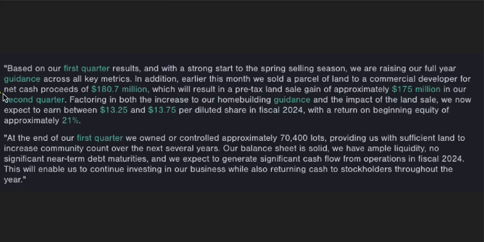Commercial developer for net cash proceeds of $180 million, which will result in a pre-tax land sale gain of approximately $175 million. Our second quarter, factoring both the increase of our home building guidance and the impact of the land sale, we now expect to earn $13.25 to $13.75 per diluted share, with a return on beginning equity of approximately 21%. At the end of our first quarter, we owned or controlled approximately 70,400 lots, providing us with sufficient land to increase community count over the next several years.